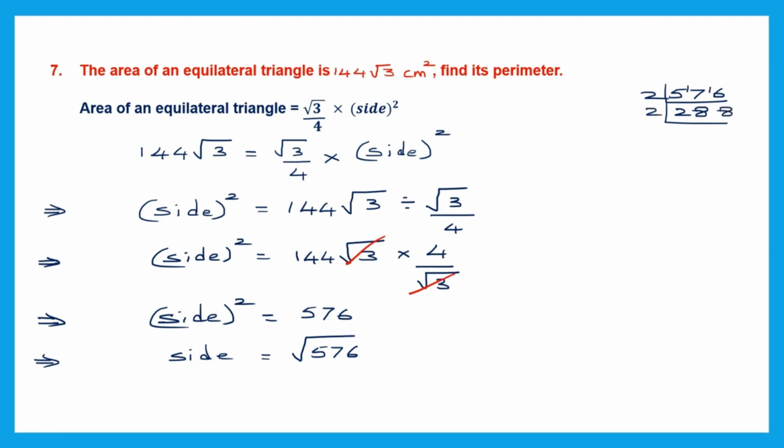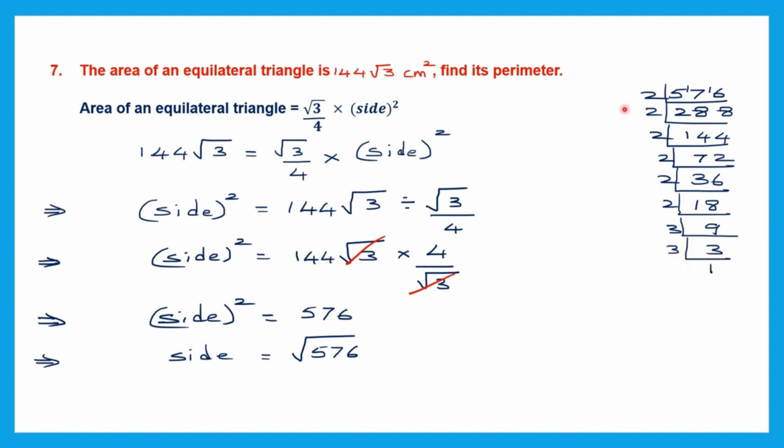So we continue. 2 1s are 2, 2 4s are 8, 2 4s are 8. Again continue. 2 7s are 14, 2 2s are 4. Again with 2, 2 3s are 6, 2 6s are 12, 2 1s are 2, 2 8s are 16, 2 9s are 18. Now we go on to 3. 3 3s are 9 and 3 1s are 3.